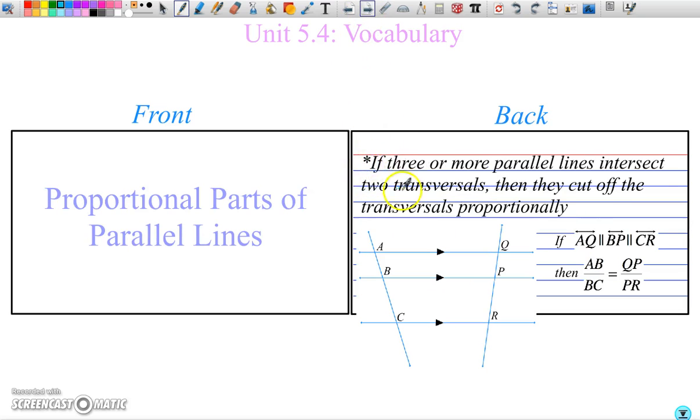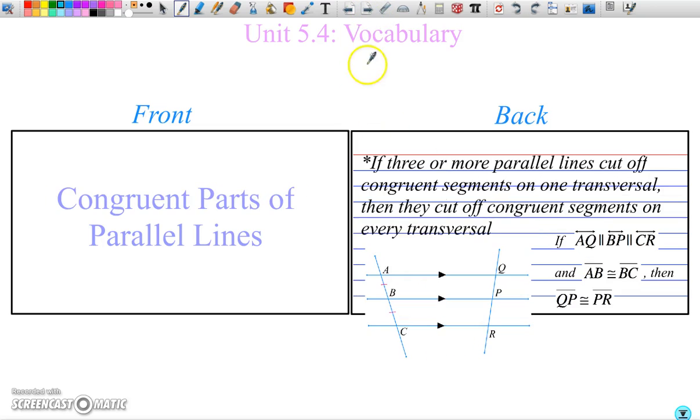All right, proportional parts of parallel lines. So this time we have parallel lines. You notice that we have three parallel lines here, and remember, that's what those black triangles mean. And we have two transversals. The transversals cut these pieces into proportional parts. So I can take little segment AB here and put it over BC here, and it will equal QP over PR. And it will always work, no matter how far apart they're spaced. It's always going to be set up that way.